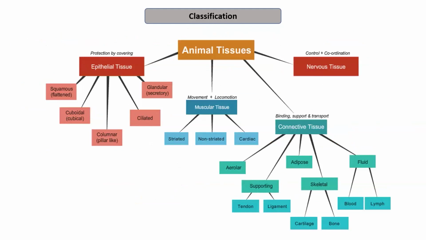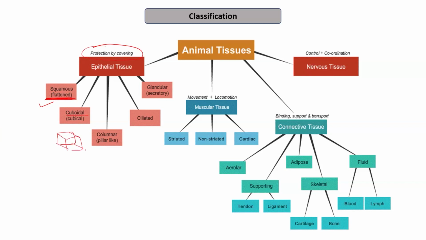So, this is another chart showing the division of the animal tissues. As I mentioned, epithelial tissues provide protection by covering the different organs or the organ system. It can further be divided into various types like squamous, which are flattened epithelia, cuboidal, which is cubical in shape, like this.